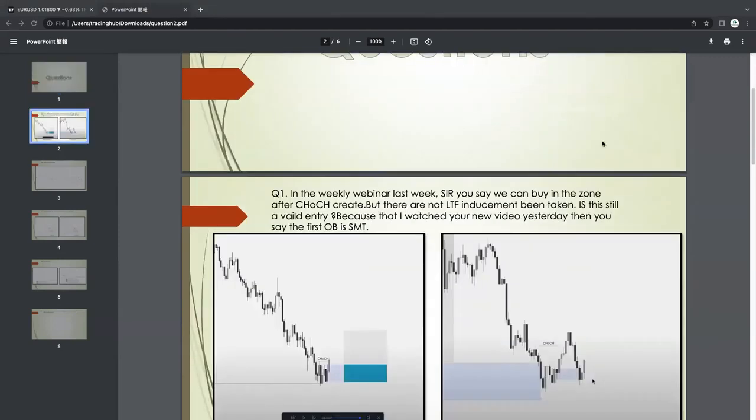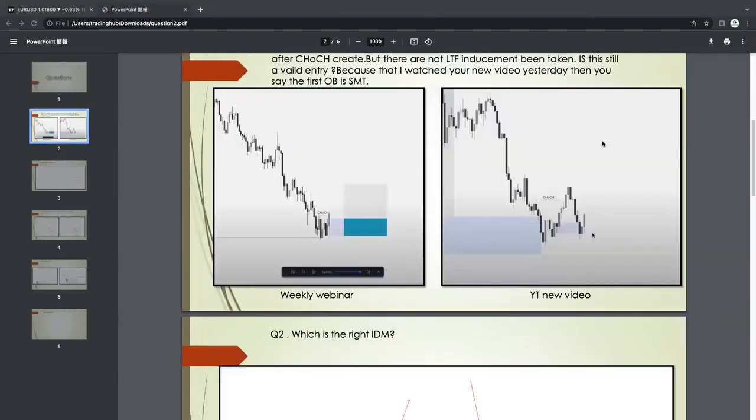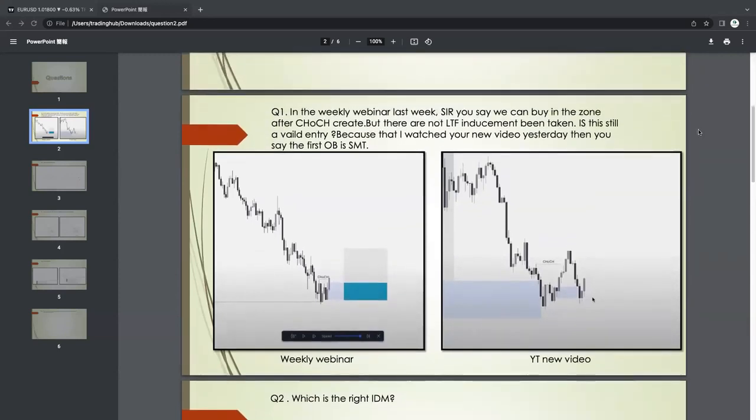Okay, so the first concern is here. In the weekly webinar last week, you said we can buy on the zone after the shock (CHoCH), but there is no lower time frame inducement taken. So is it still a valid entry? Because I watched your new video yesterday, and you said this is the first inducement.